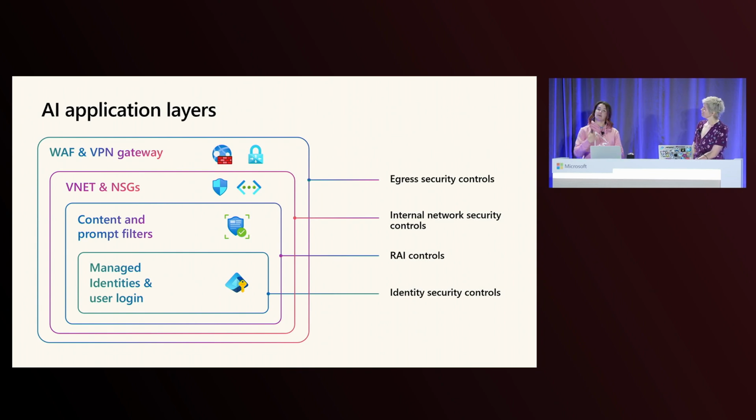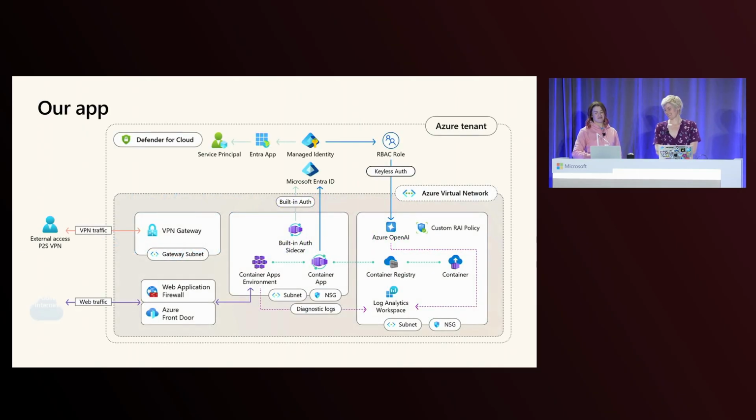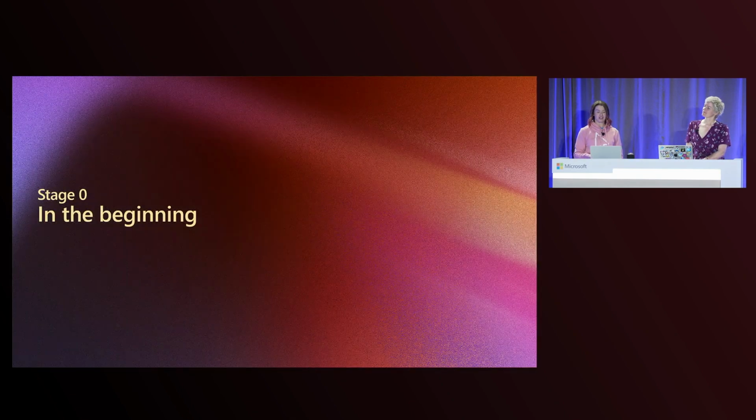We're going to go through some egress security controls, internal network, responsible AI, and identity. Now, don't freak out when I show you the next slide. This is the app we're going to build today. As you can see, lovely. This is our app with all the security controls put in it. Now, this is the end state. We're going to dial back in a second and show you how we get to this end state. And here we have all those layers of security controls that I showed you on the slide before. So, Pamela, over to you.